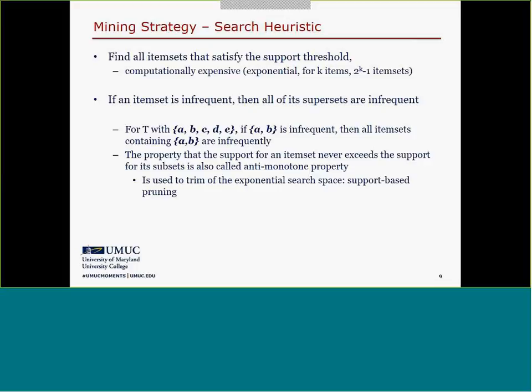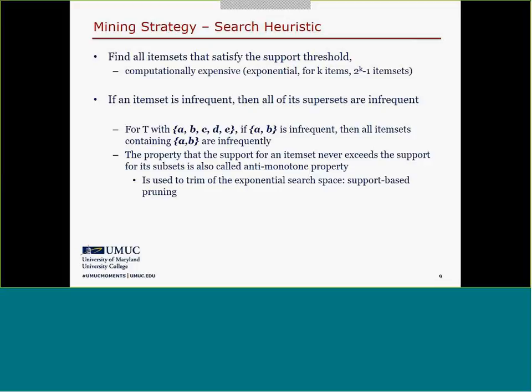An example here is you have in your transaction A, B, C, D as the items. If you find A, B to be infrequent, then there is no reason for you to continue searching the space that also contains A, B. So A, B, C, A, B, D, every superset of A, B will be infrequent. And this property is called the anti-monotone property, and it is used to cut down on the exponential search space.